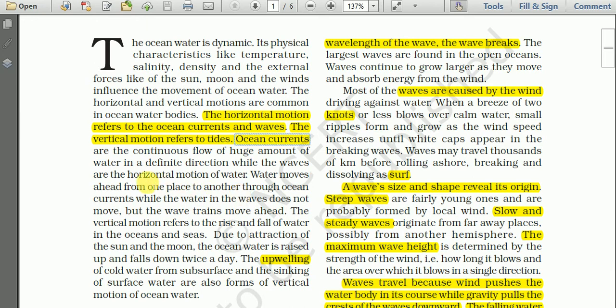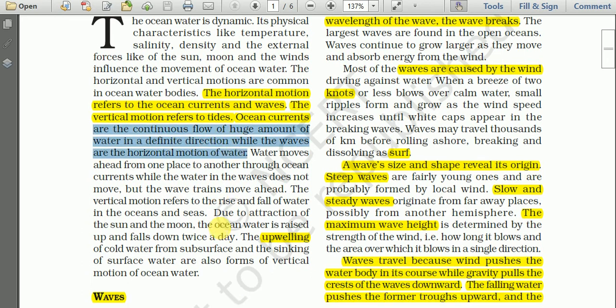Ocean currents are the continuous flow of a huge amount of water in a definite direction, while waves are the horizontal motion of water. Water moves ahead from one place to another through ocean currents, while the water in the wave does not move, but the wave trends move ahead.